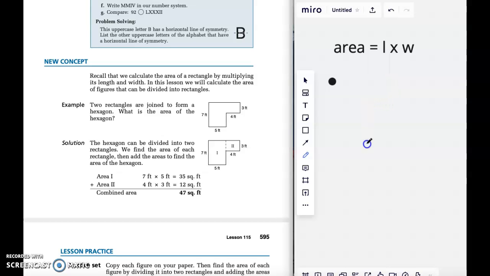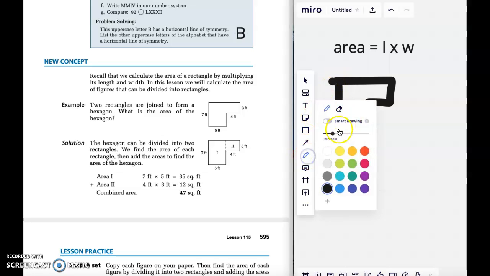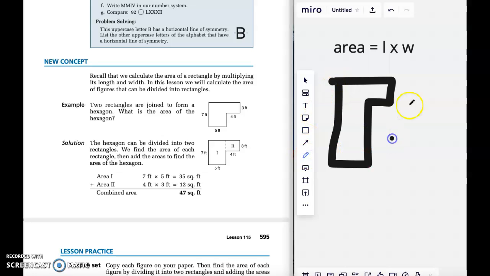this. I don't know if this is going to let me do that. All right, looks like this, right? Kind of. It's a really squiggly line there. Sorry about that. All right, so let's go ahead and do this. We've got 3 feet here, 4 feet here. This is 5 feet, and this is 7 feet, right?